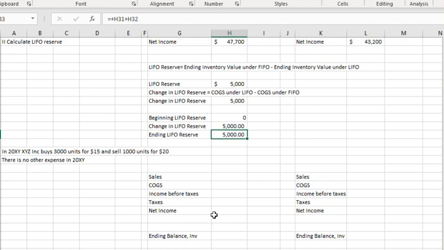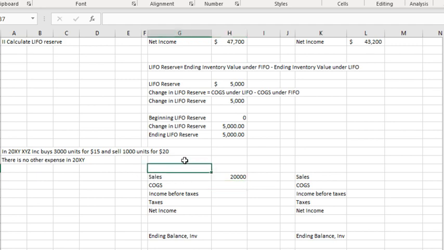Now let's take a look at the following year, the year 20XY, and see what happens when they keep buying additional units and how their taxes and net income are calculated and the changes in LIFO reserve. So what we are saying is in the following years they're buying 3,000 units for $15 per unit, and then they are selling 1,000 units at the price of $20. So their revenue is 1,000 units multiplied by 20, and now we need to calculate cost of goods sold.